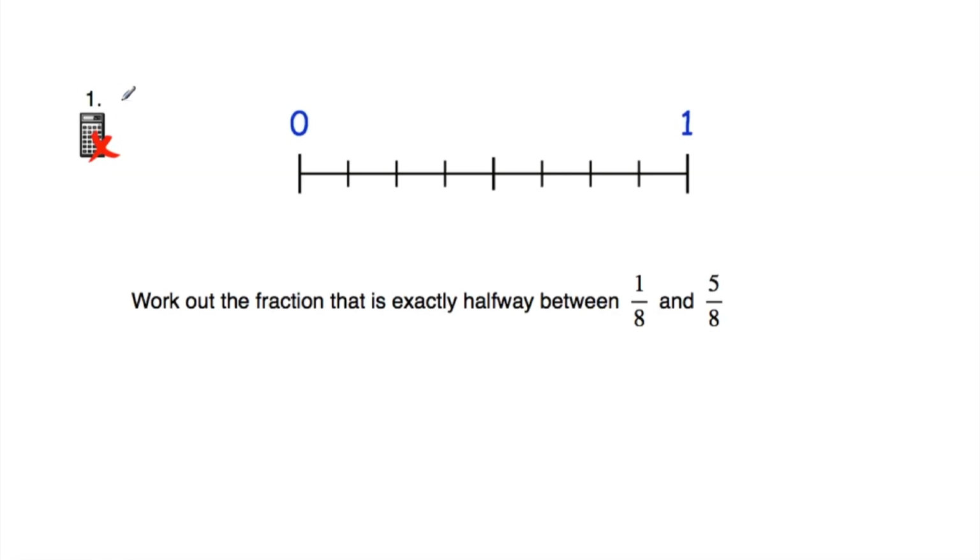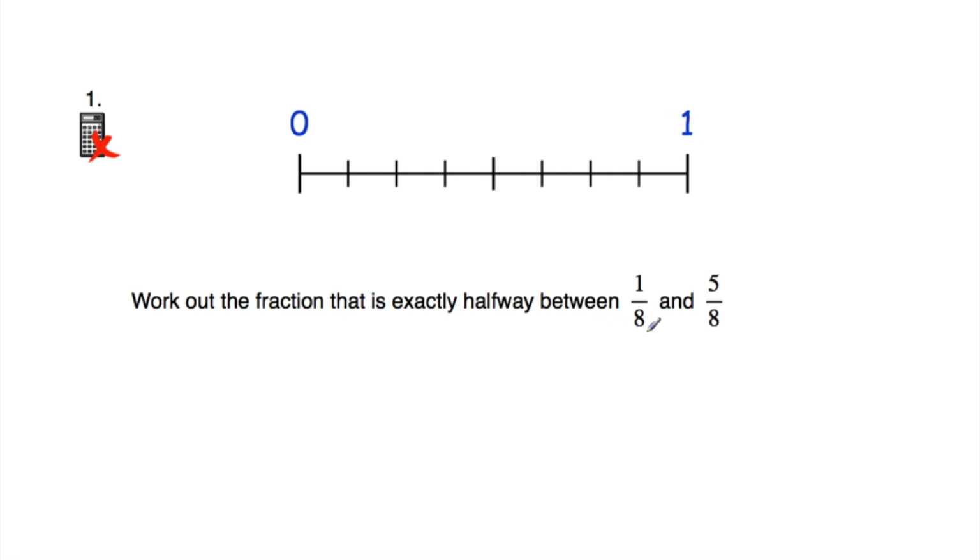So question number one, we've got this number line with 0 and 1, and we've been asked to work out the fraction that is exactly halfway between 1/8 and 5/8. So if we have a look at this number line, it's divided into eighths. So if we start off with 0, we've got 1/8, 2/8, 3/8, 4/8, and 4/8 is a half, so that's halfway between 0 and 1. And we've got 5/8, 6/8, 7/8, and 1, which is 8/8.